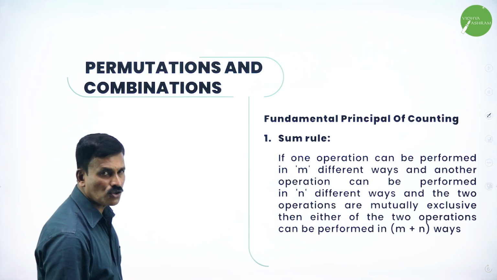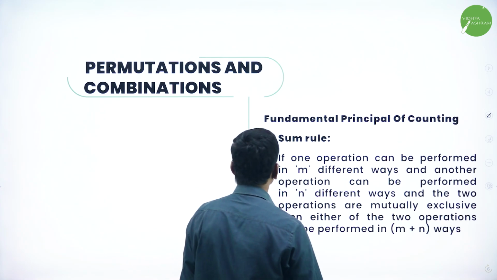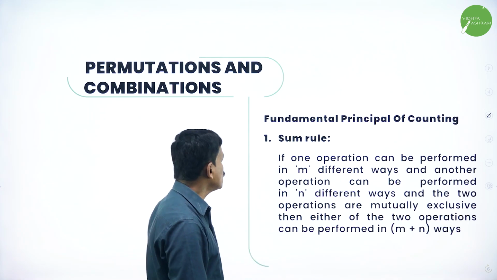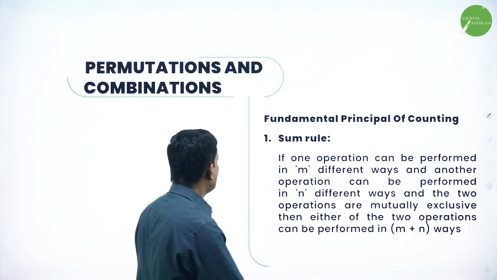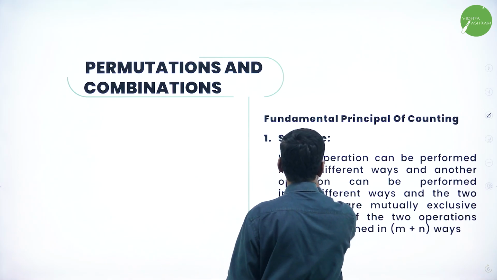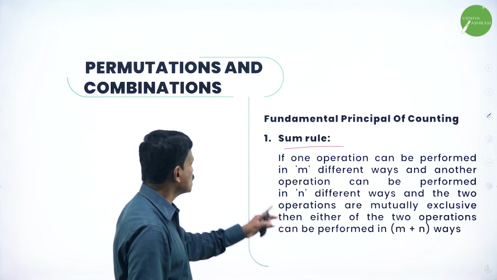Fundamental principle of counting. This is a very important concept. So, the sum rule as well as the product rule. We have the sum rule first. So, the fundamental principle of counting, first one is the sum rule. What is the sum rule?